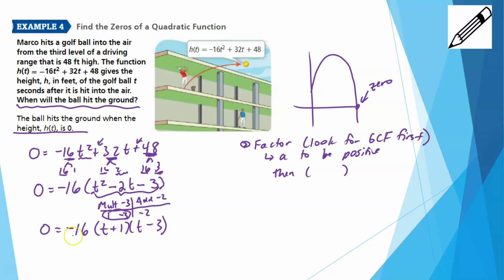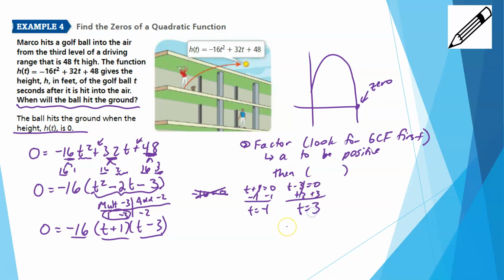Technically, you're supposed to take all three factors in this case, because negative 16 is technically a factor, and you would set each one equal to 0, and then solve for t for your possible solutions. Problem is, when I set negative 16 equal to 0, there's no t in it, so I actually can't solve for anything. So if it's just a number as the greatest common factor, you don't actually have to worry about it. T plus 1, I would subtract 1, and I get t equals negative 1. Here I would add 3. I get t equals 3.